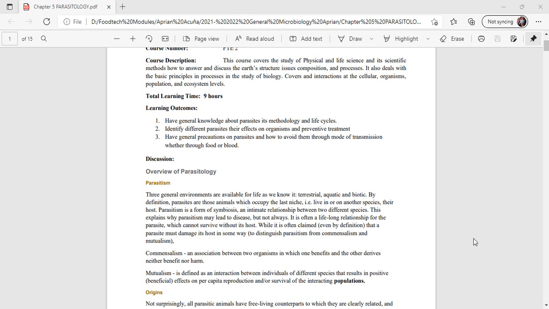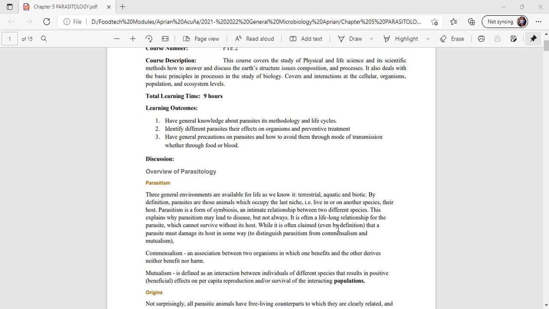So you have three general environments that are available for life as we know it. So you have your terrestrial, aquatic, and biotic. By the definition, your parasites are those animals which occupy the last niche, okay, in order to live sa aton nga other species, their host. Your parasitism is a form of symbiosis, an intimate relationship between two different species.